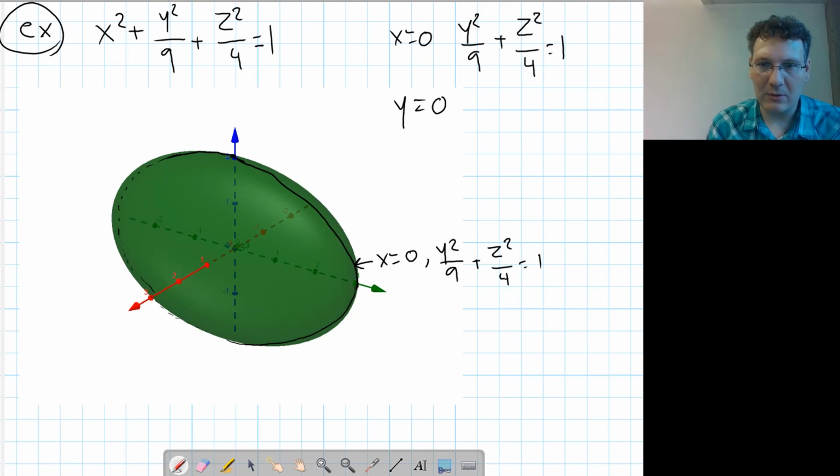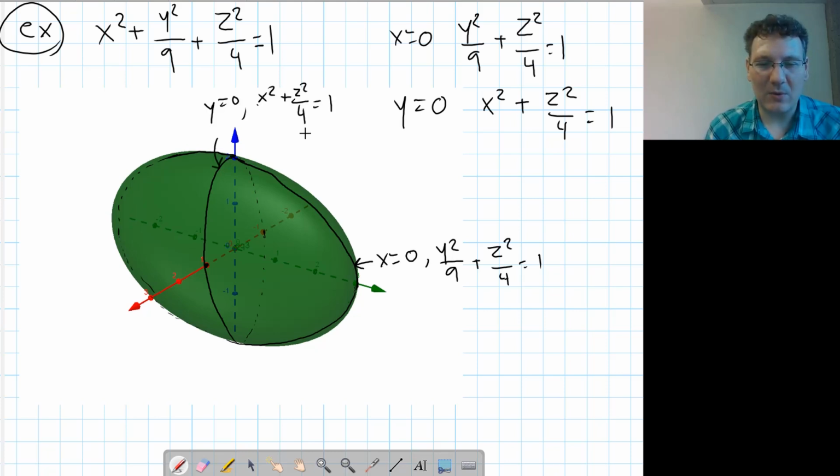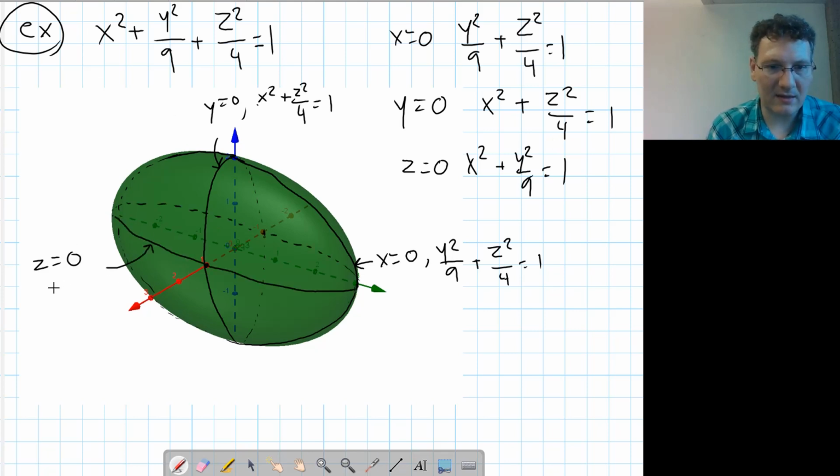If we let y equal 0, we're going to get x squared plus z squared over 4 equals 1, which is an ellipse with an x, so to speak, radius of 1, and a z, so to speak, radius of 2. And so the trace is going to look like this, a little ellipse going on the xz plane. And lastly, if you let z equal 0, you're going to get x squared plus y squared over 9 equals 1. And this is going to look like this. So you have this ellipse on the xy plane.